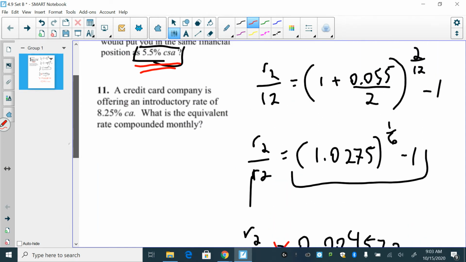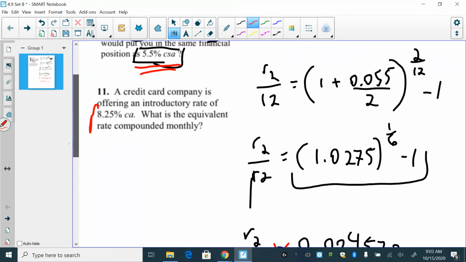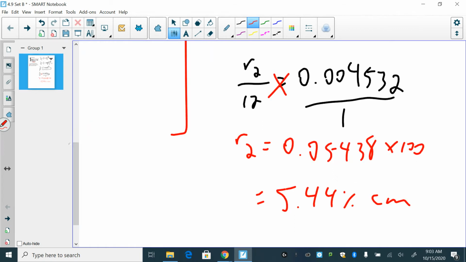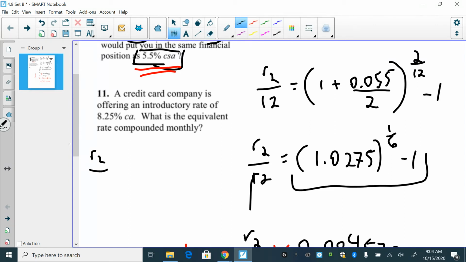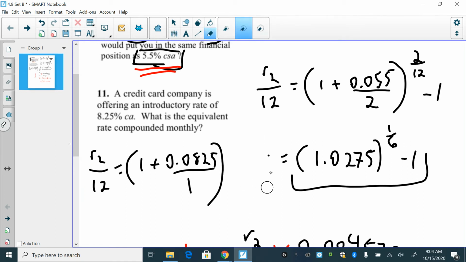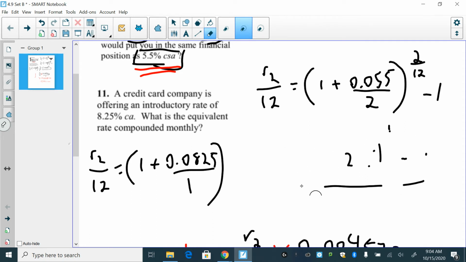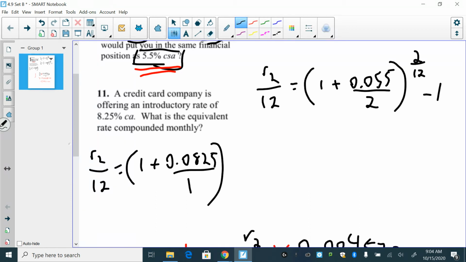Okay, so number 11. So we're saying you are offered an introductory rate of 8.25% compounded annually. What's the equivalent rate compounded monthly? Okay, so we're still using that same formula. So we've got R2, what I'm solving for. I want to know monthly. 1 plus my original is 0.0825 compounded annually. The exponent, remember, it's going to be M1, which is 1, over M2, which is 12, and then minus 1.